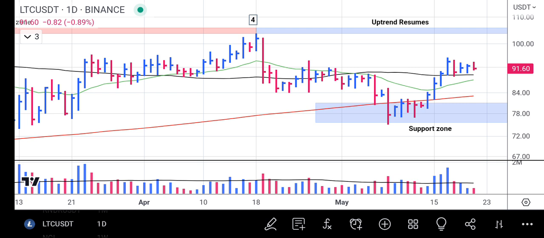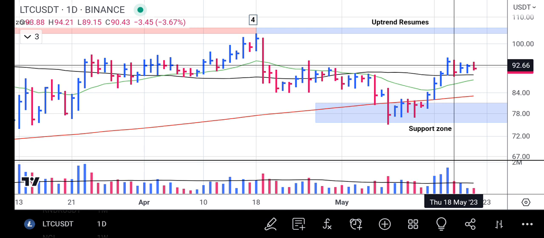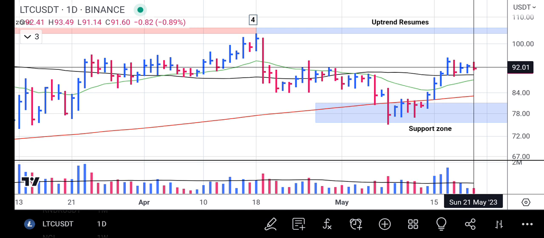Then the price is now taking some rest. It's having about 3 inside bars again. What this inside bar is telling us is that the traders are taking some breaths, waiting for the next line of action to go.